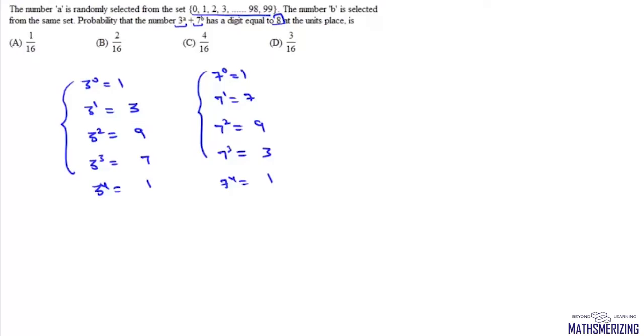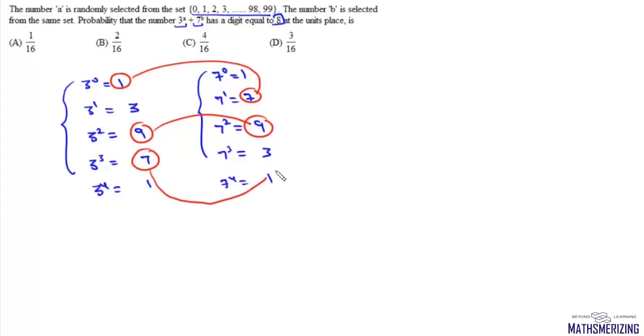Now we'll get 8 in the units place if we choose 1 here, and then correspondingly we have 7 here. If we choose 9 here and we take 9 from this, or if we choose 7 from this and we choose 1 from this. Now if we look at values of A, then out of these 100, we have 25 sets of 1, 3, 9 and 7 each.